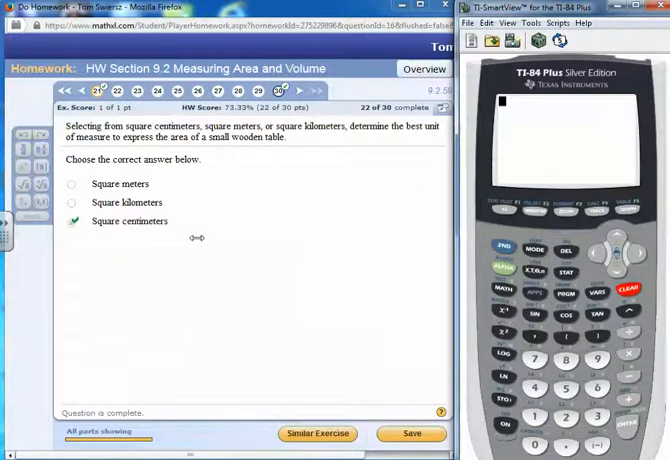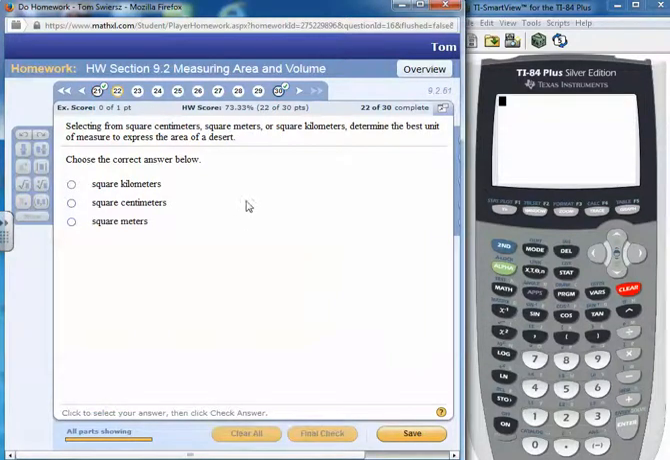Number 21. Select from square centimeters, square meters, or square kilometers. Determine the best unit to express the area of a small wooden table. Okay, so a small wooden table would definitely be square centimeters. Square meters would be a little bit too large, maybe like the area of a room, and square kilometers would be the area of a huge plot of land, or a distance of several miles. So definitely square centimeters would be the only appropriate choice for a small wooden table.